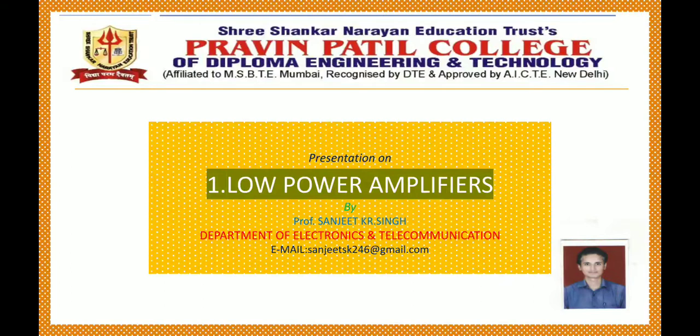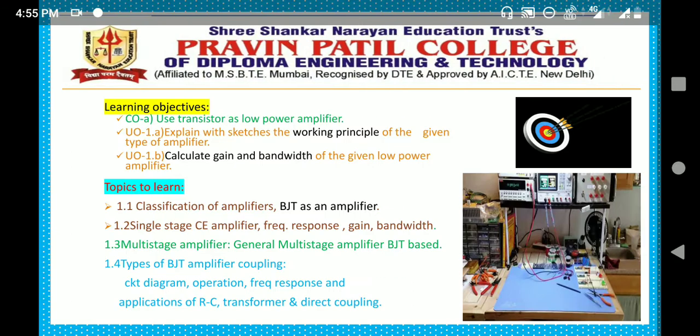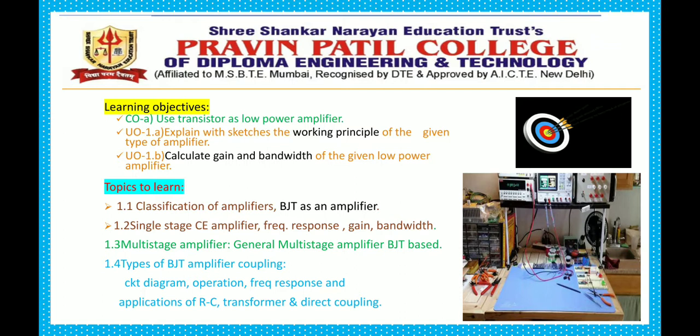So let's see the learning objective. After going through this presentation, the learner will be able to use a transistor as a low power amplifier. He or she will also be able to sketch the working principle of the given type of amplifier, and calculate the gain and bandwidth of the given low power amplifier.